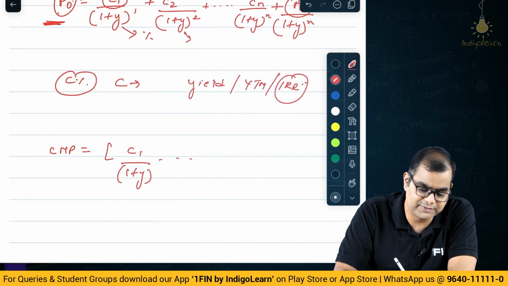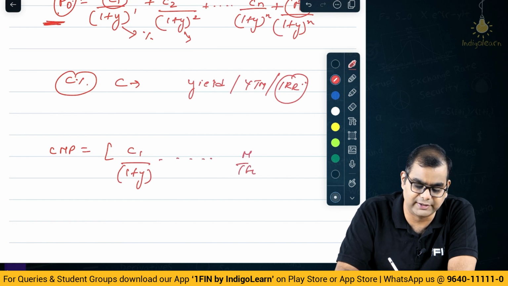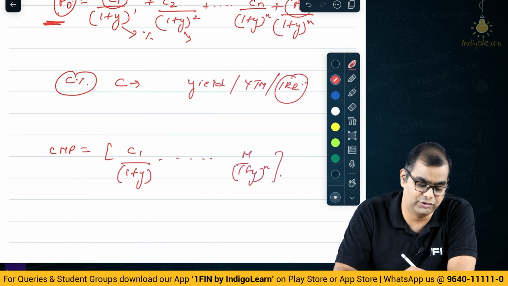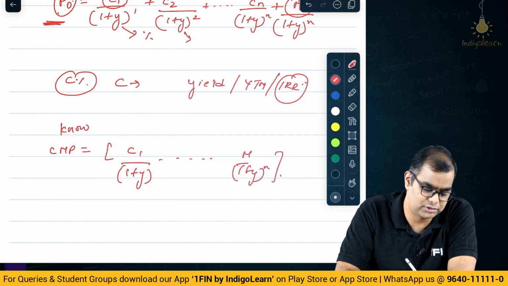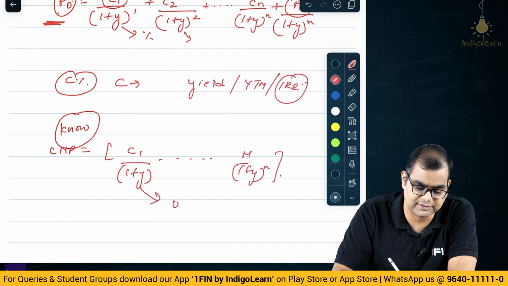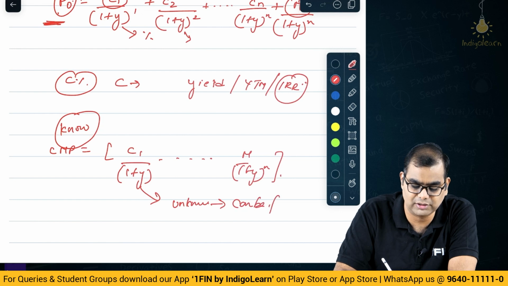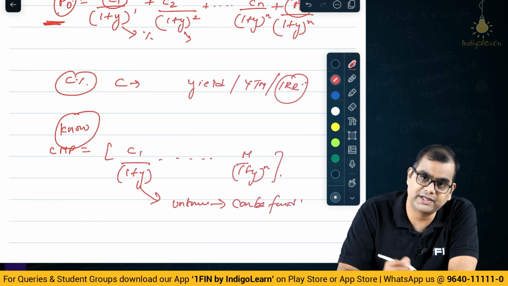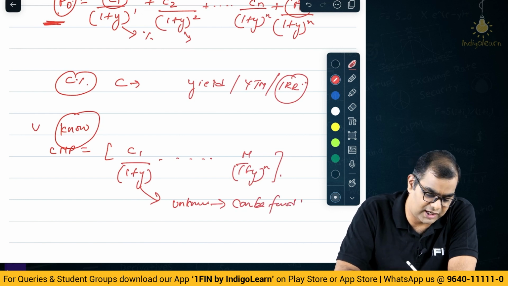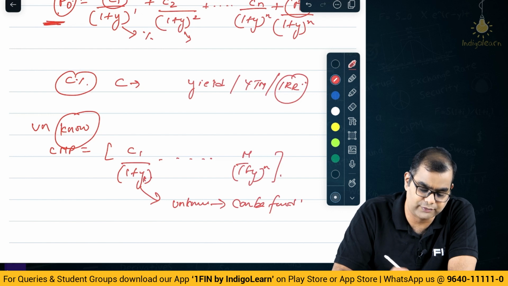you solve this particular equation to get the yield. If this is known, then this unknown can be found out. Whereas it is the other way around, ulta. If this is unknown and this is known, then you can find out the current market price.